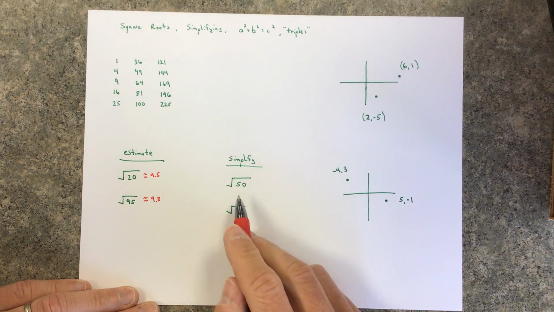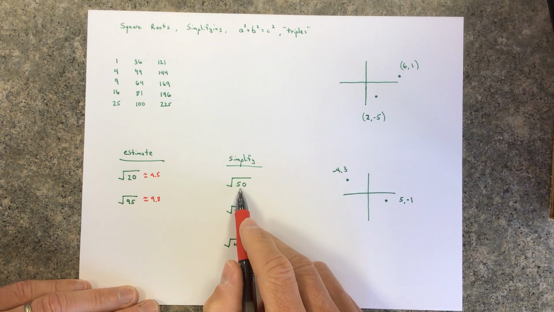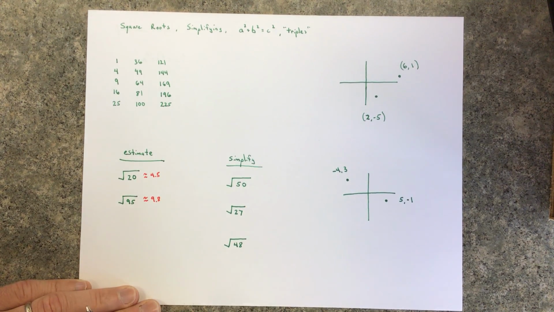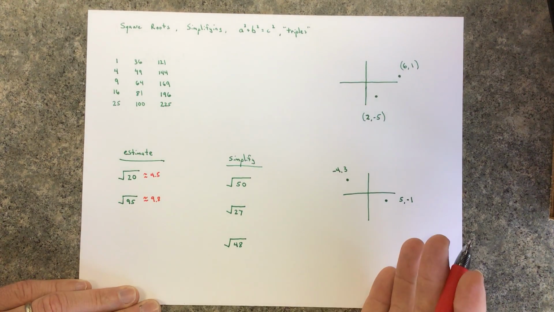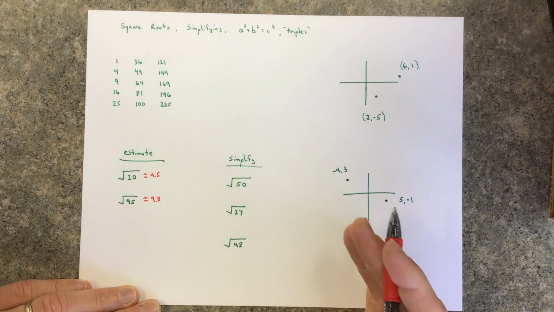Okay, let's work on simplifying a square root. We want to reduce the square root of 50. It's not in its simplest form, and you want to think about factoring it. But there are lots of ways to factor 50. You could do 5 times 10. You could do 2 times 25.